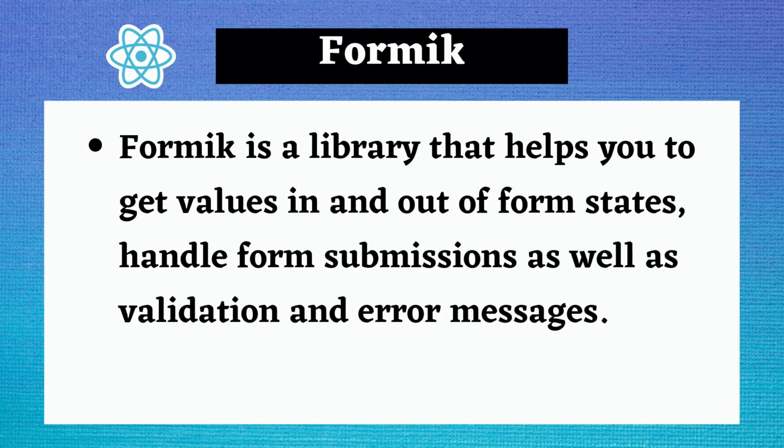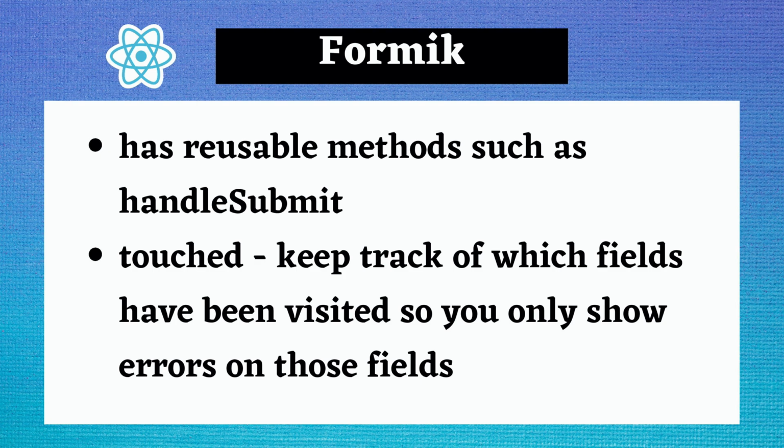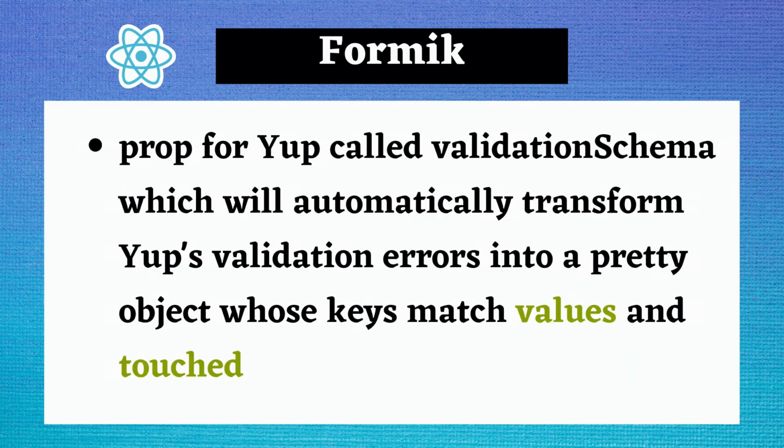Formik helps you to get values in and out of form states. It also handles form submissions as well as validation and error messages. It has reusable methods such as handleSubmit and touched. The touched method keeps track of which fields have been visited so that you only show errors on those fields. Formik has a prop for Yup called validationSchema, and this allows you to transform Yup's validation errors into an object that has values and touched. And this allows us to handle errors and display them in a nice manner. We will get into that further on in the tutorial.